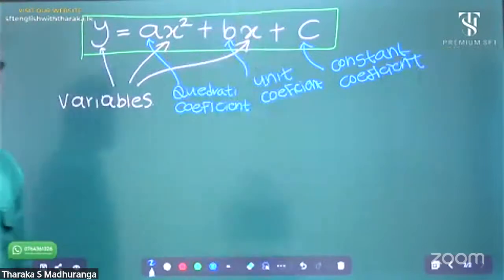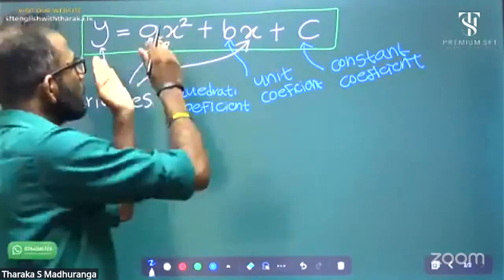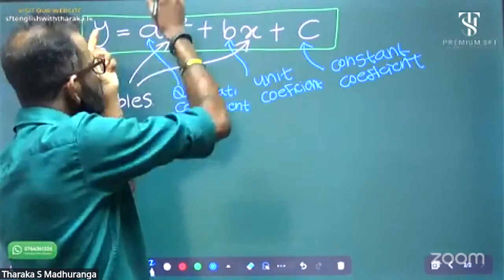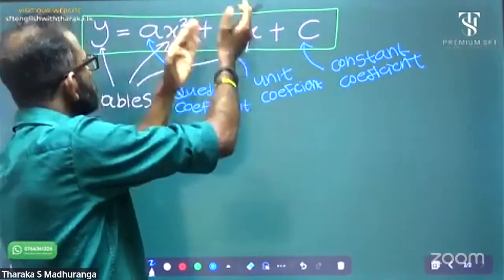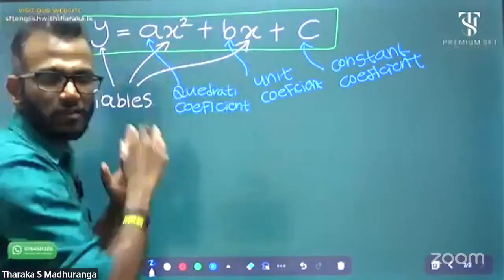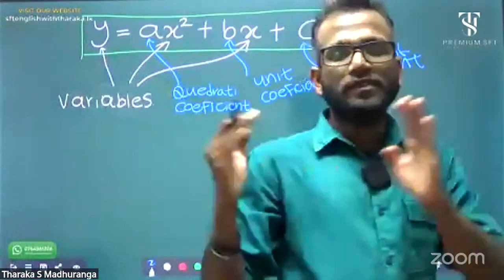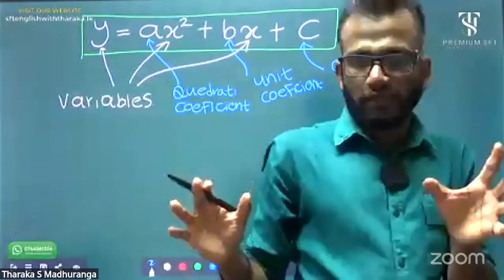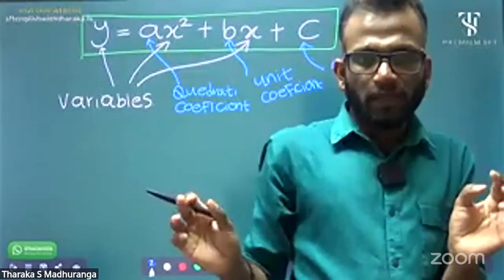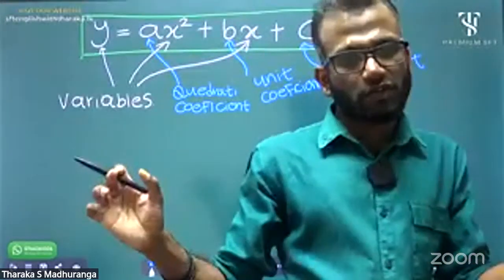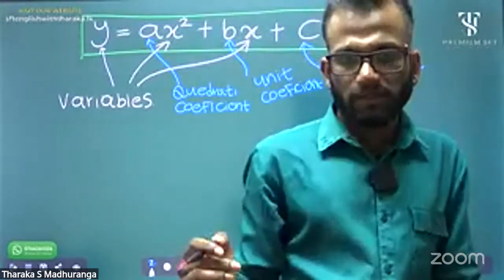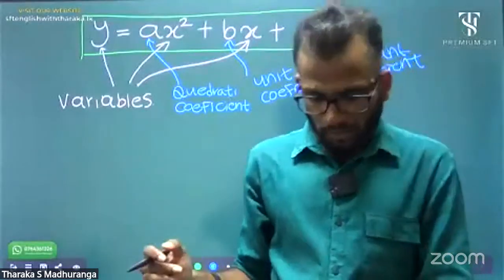Okay, now I told you x squared, x and y are variables, but a, b, c are the constants. Okay, that is the common equation of the quadratic function. Understood?